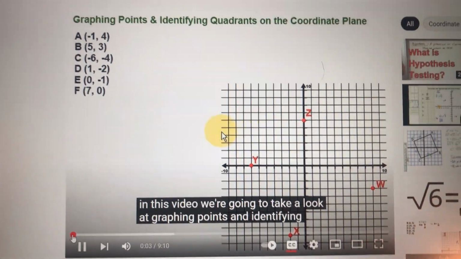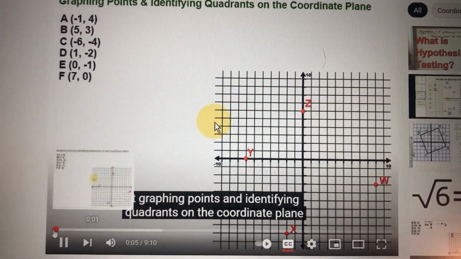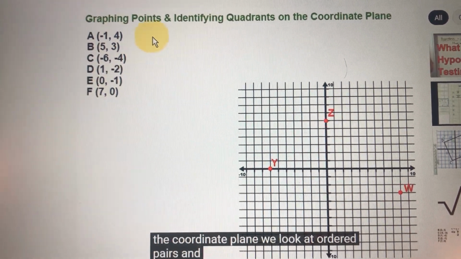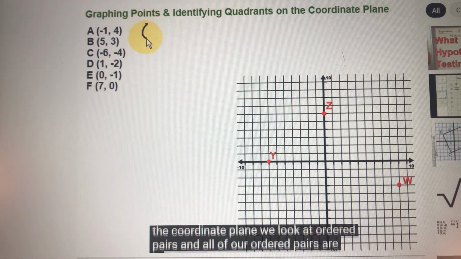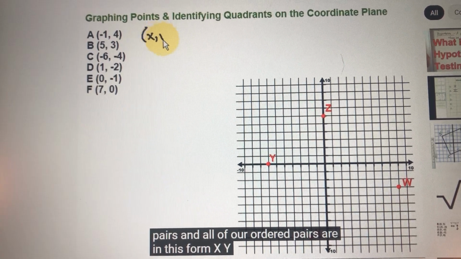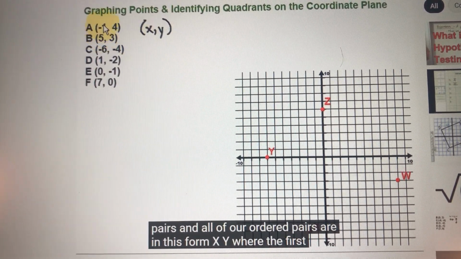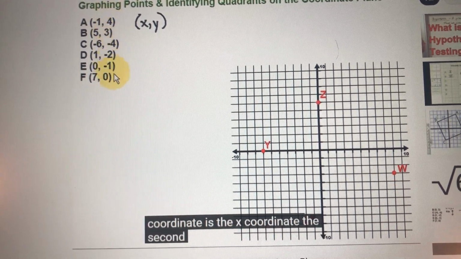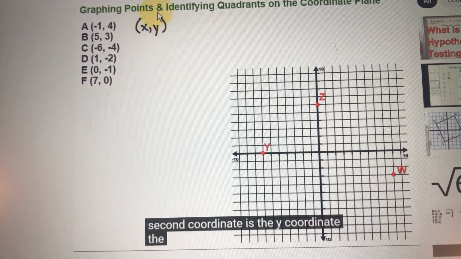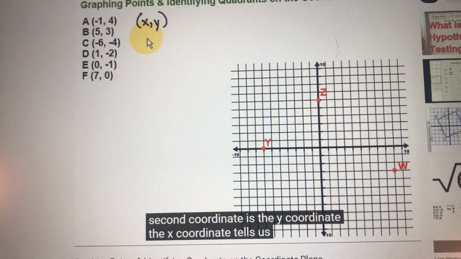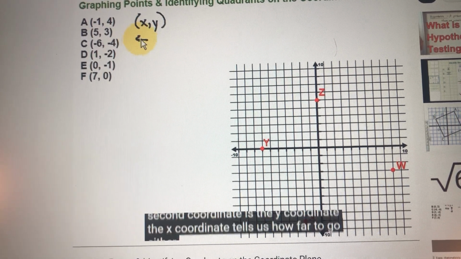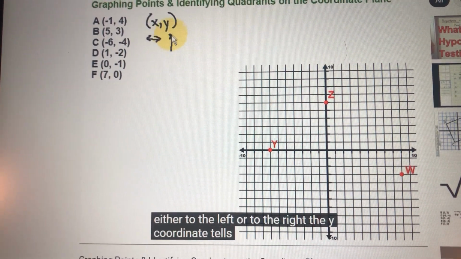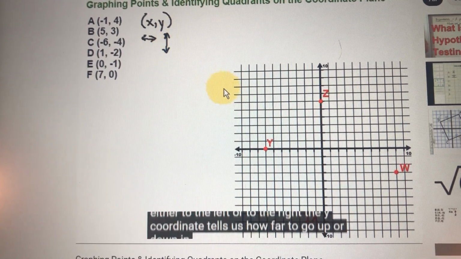Identifying points and identifying quadrants on the coordinate plane. With the coordinate plane, we look at ordered pairs, and all of our ordered pairs are in this form, x, y, where the first coordinate is the x coordinate, the second coordinate is the y coordinate. The x coordinate tells us how far to go, either to the left or to the right. The y coordinate tells us how far to go, up or down.